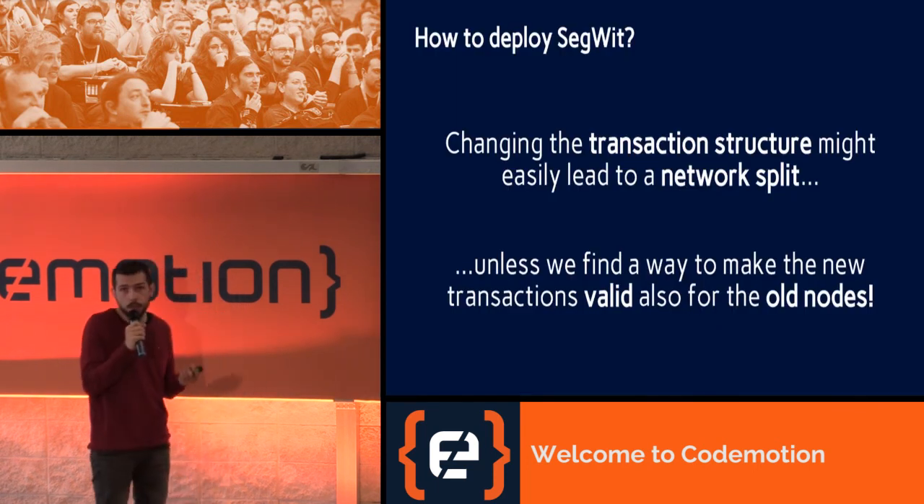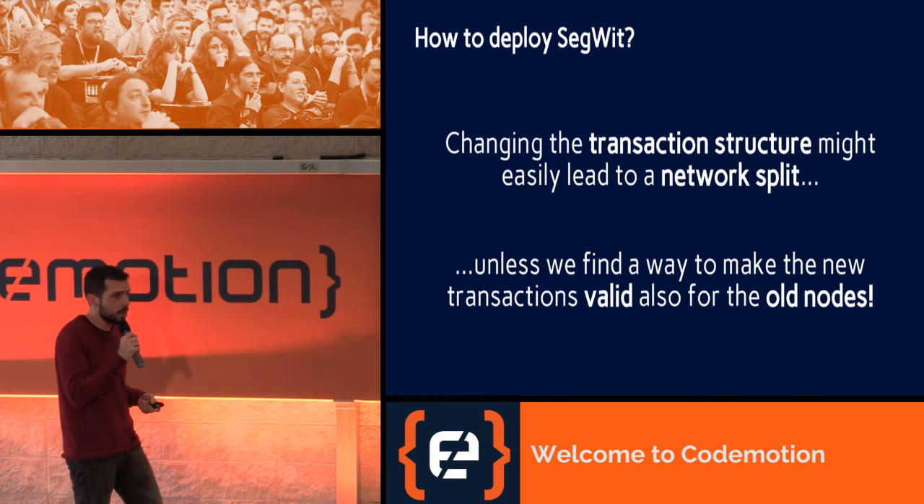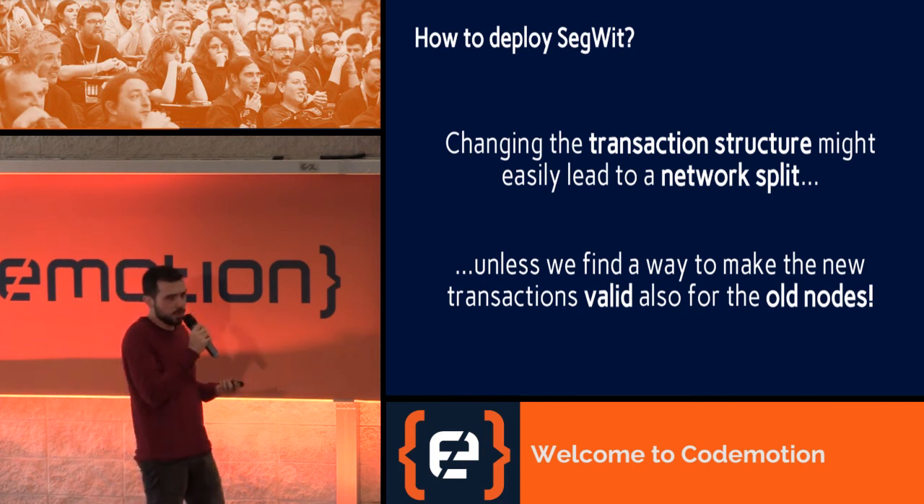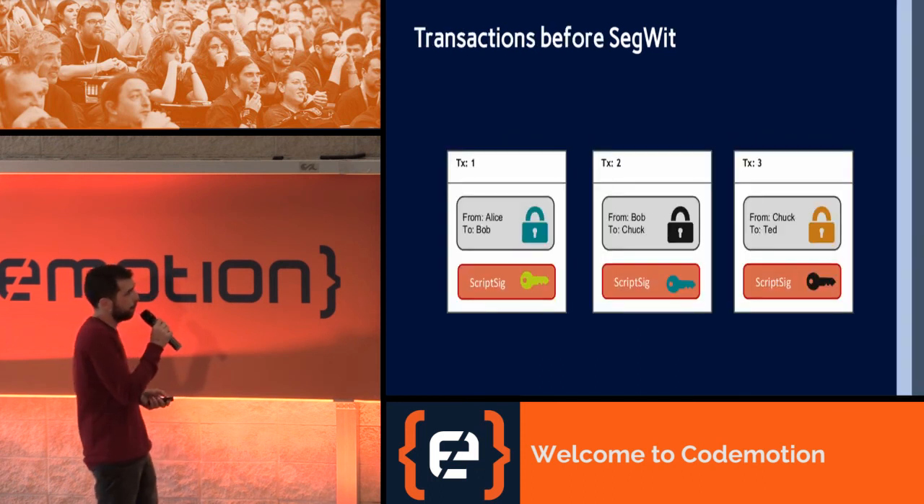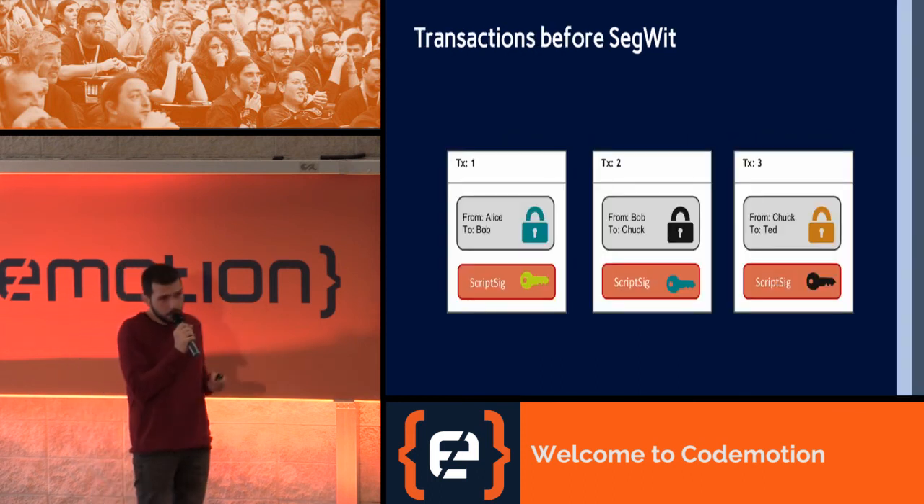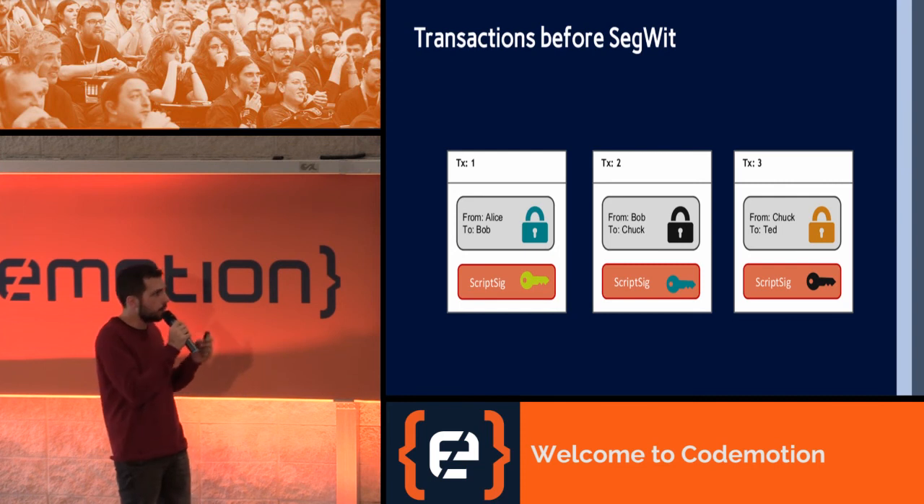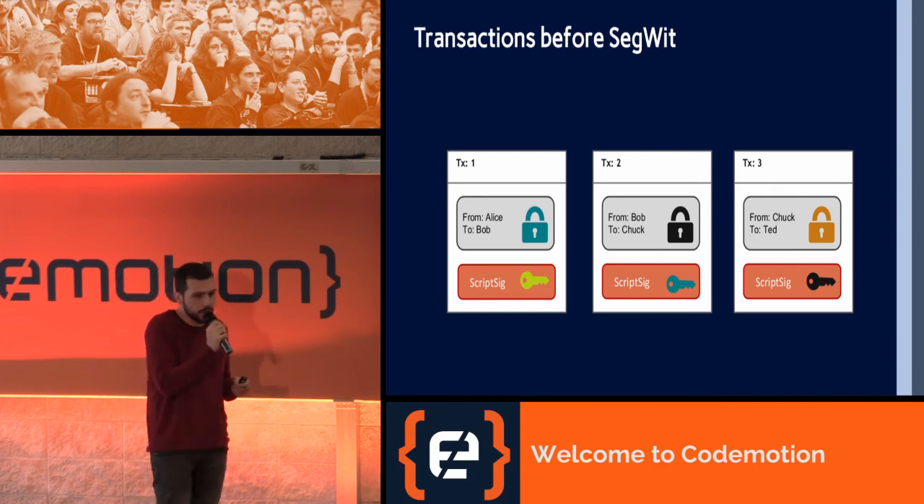So, of course, this is a very delicate upgrade, because I'm changing the way I represent transactions. So how could they do that in a backwards compatible way? Well, transactions in Bitcoin could be represented like this, even though it's not very accurate.